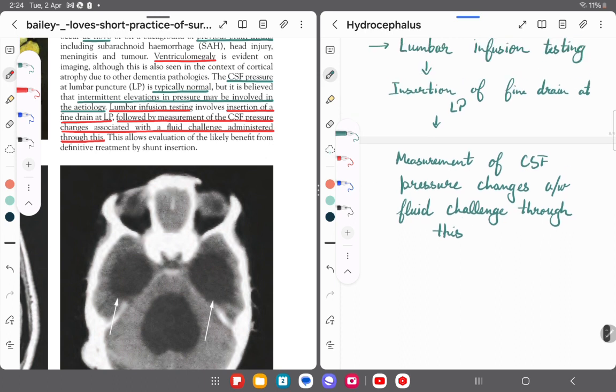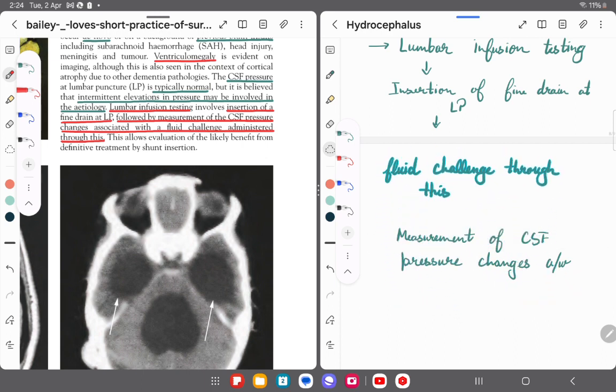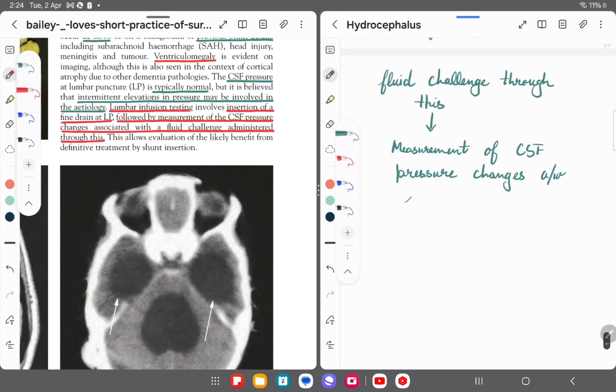So let us reframe it. In lumbar infusion testing, we insert a fine drain at lumbar puncture, then we give a fluid challenge through this, and then we measure the CSF pressure changes associated with the fluid challenge. This will give us information about the likely benefit from the shunt insertion.